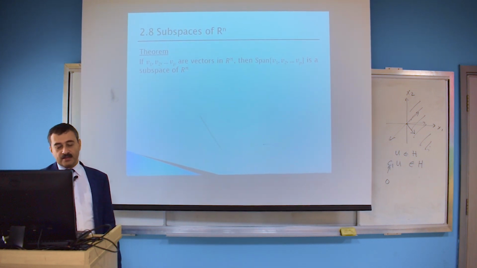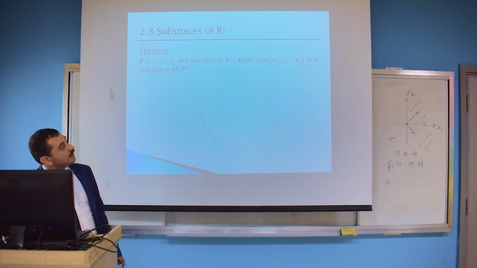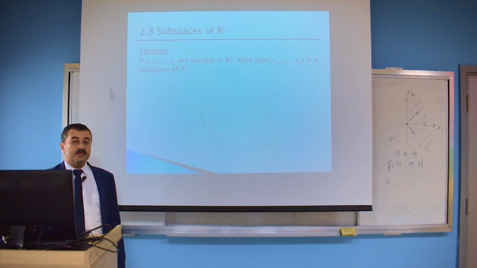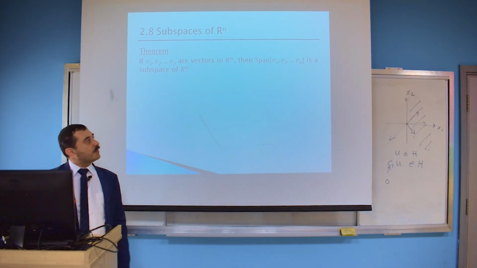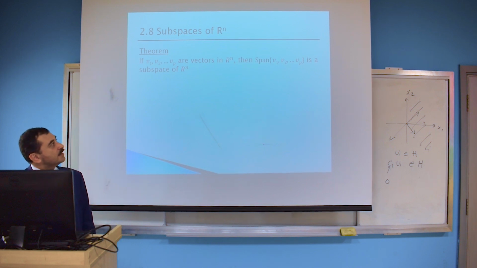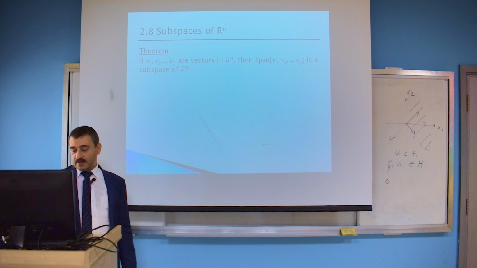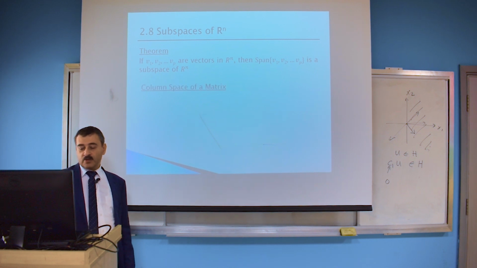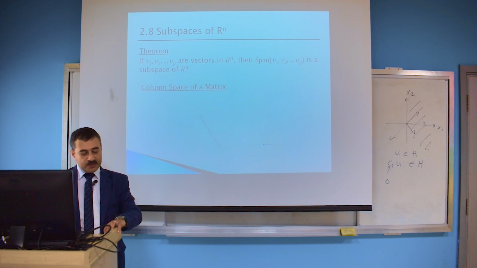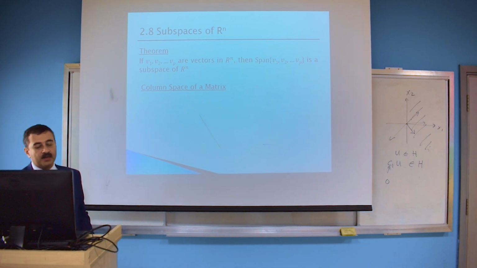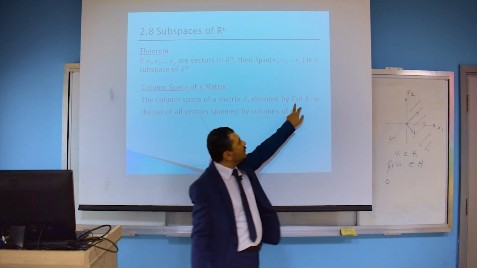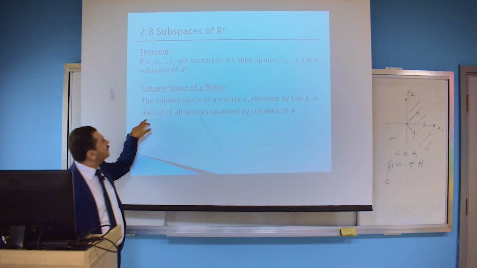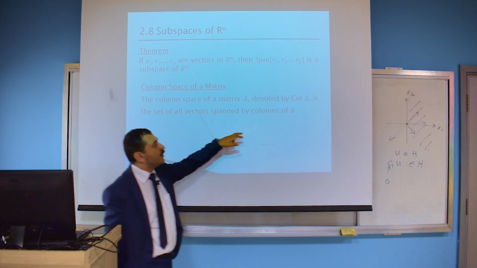So this is what we said: if you have certain vectors, then directly the span of the vectors is a subspace. You don't have to do anything. This is a span of vectors, and consequently it satisfies the conditions of a subspace. So let's define some well-known subspaces for a matrix. The first one is called the column space of a matrix, denoted by col A, and is defined to be all the vectors spanned by the columns of A.